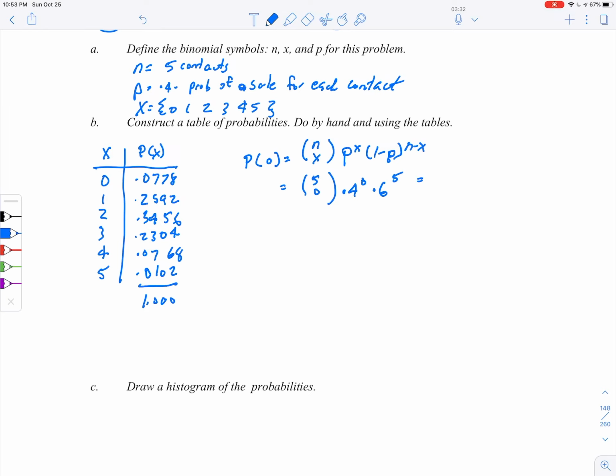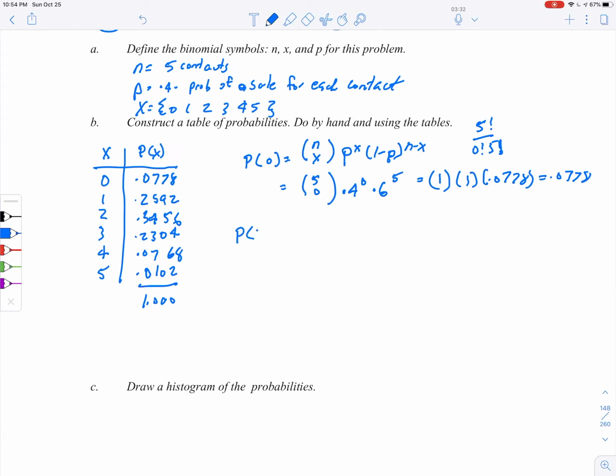And that will be equal to, well, 5 choose 0 is just 1, right? That's 5 factorial over 0 factorial times 5 factorial. And 0 factorial is just equal to 1, and then the 5 factorials cross out. So 1. 0.4 to the 0 power, anything to the 0 power is 1, and then 0.6 to the 5th power is 0.0778. And so that's where we get that first number from.